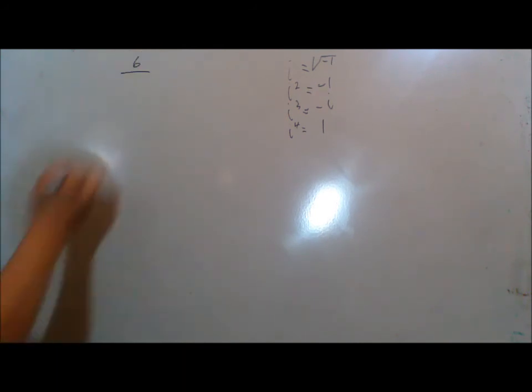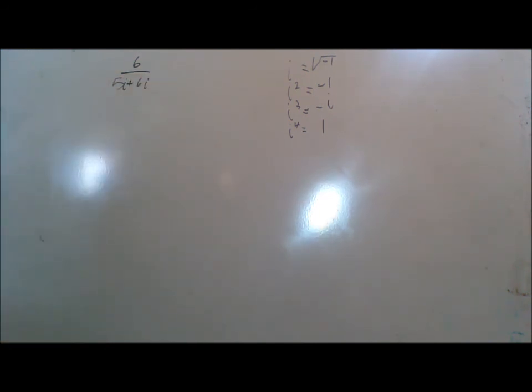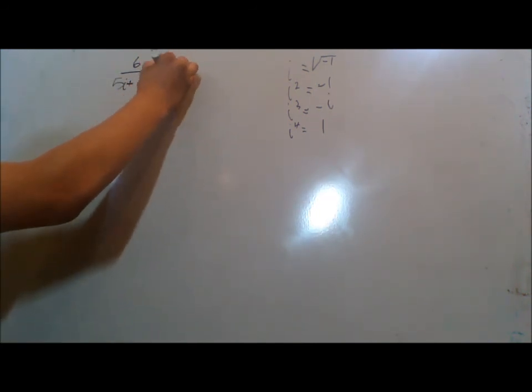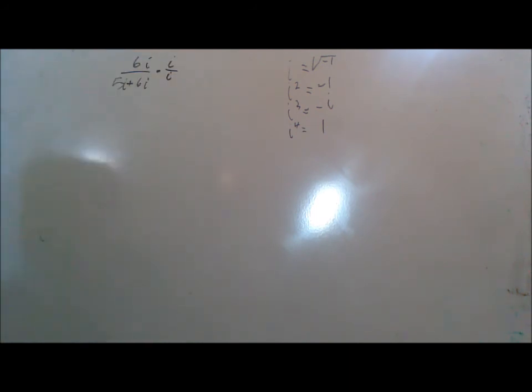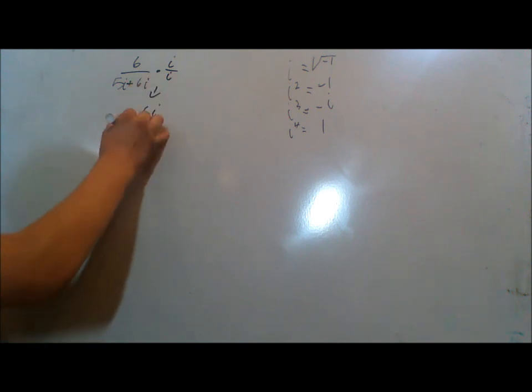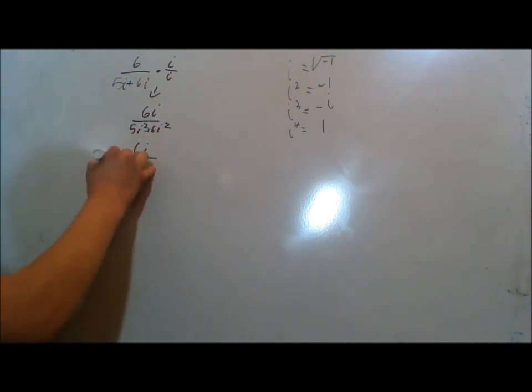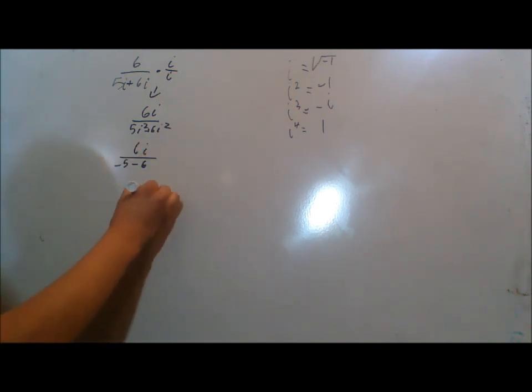Let's do another one. Let's do 6 over 5I plus 6I. So we're going to multiply it by I over I. So we're going to get 6I over 5I squared plus 6I squared. And I squared is equivalent to -1, so we get 6I over -5 minus 6. So then the answer is 6I over -11.